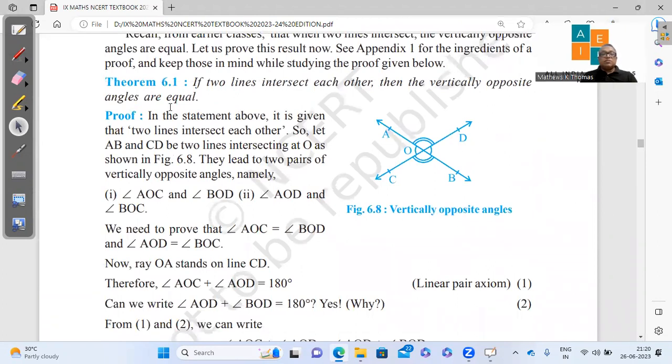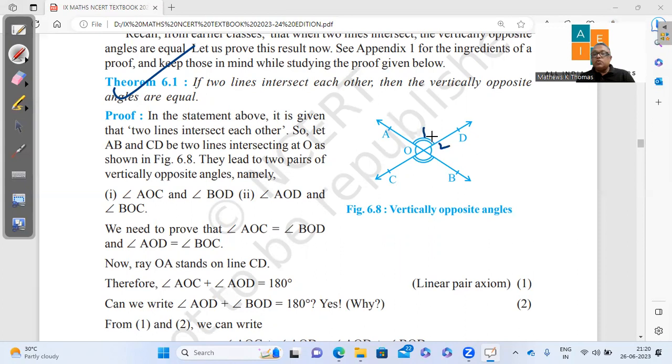So this is our theorem, theorem 6.1. If two lines intersect each other, then vertically opposite angles are equal. So the proof is quite simple. What we need to do is draw two intersecting lines as given here. AOB and COD are intersecting lines. Now, if you take these two angles, we have to prove that angle AOD is equal to angle BOC. So the proof is very simple here. If you look at angle AOD and angle BOD, they are linear pair.